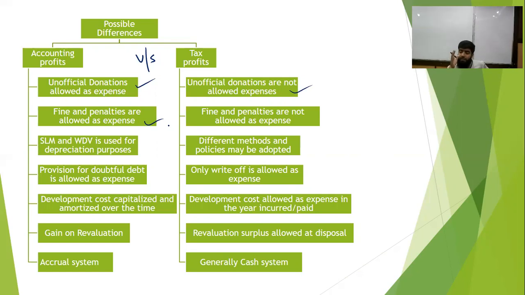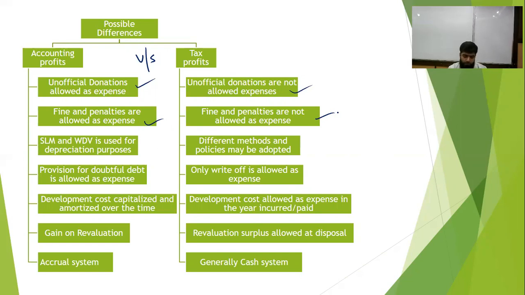So while calculating the taxable profit, the tax department will not allow you to recognize this as an expense, because it's not a good thing. So it means fines and penalties are not allowed as an expense. The income tax department will never let you record it as an expense.